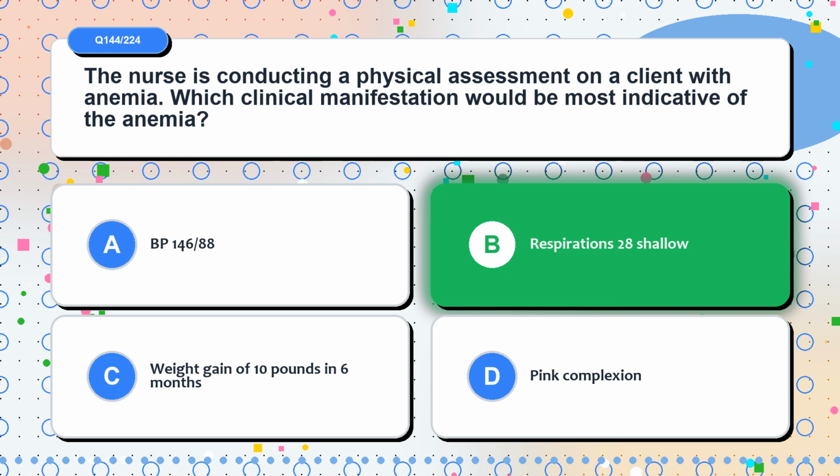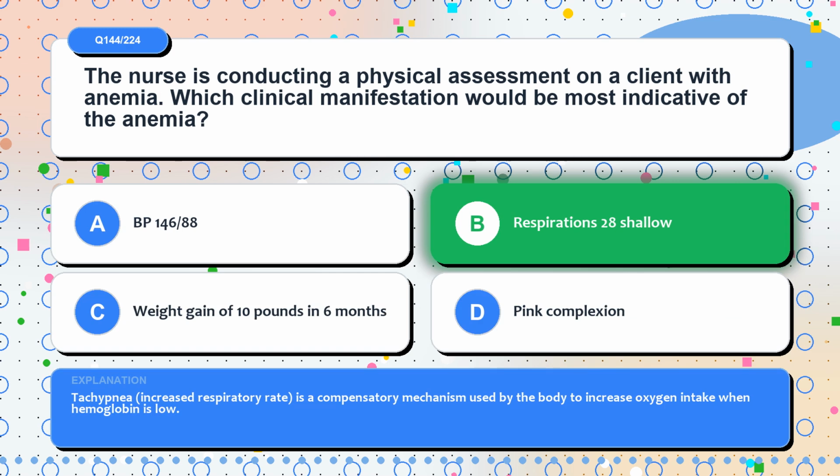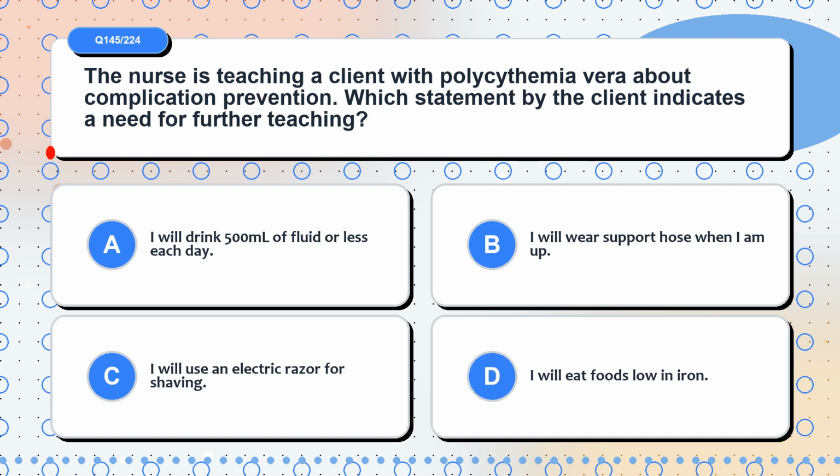The correct answer is option B, respirations 28 shallow. Tachypnea, increased respiratory rate, is a compensatory mechanism used by the body to increase oxygen intake when hemoglobin is low. Question 145. The nurse is teaching a client with polycythemia vera about complication prevention. Which statement by the client indicates a need for further teaching?